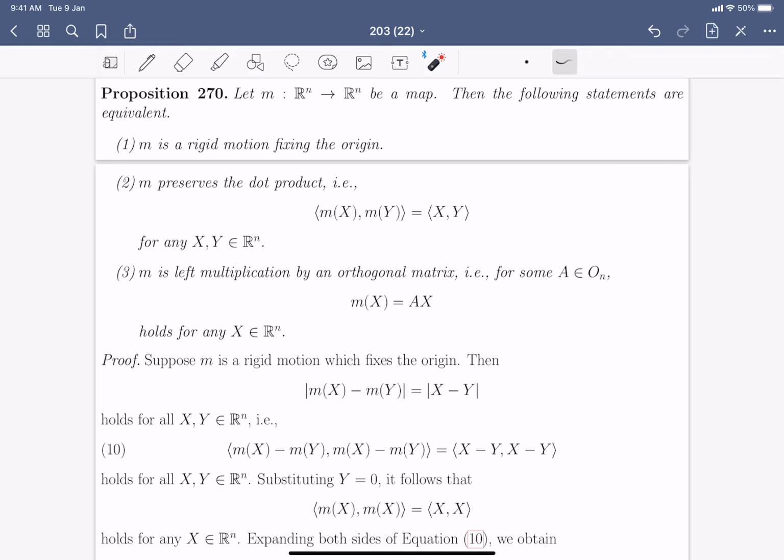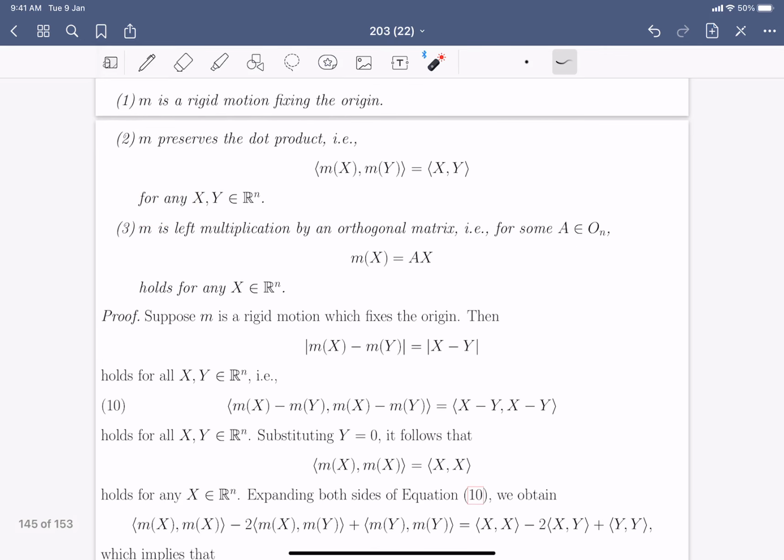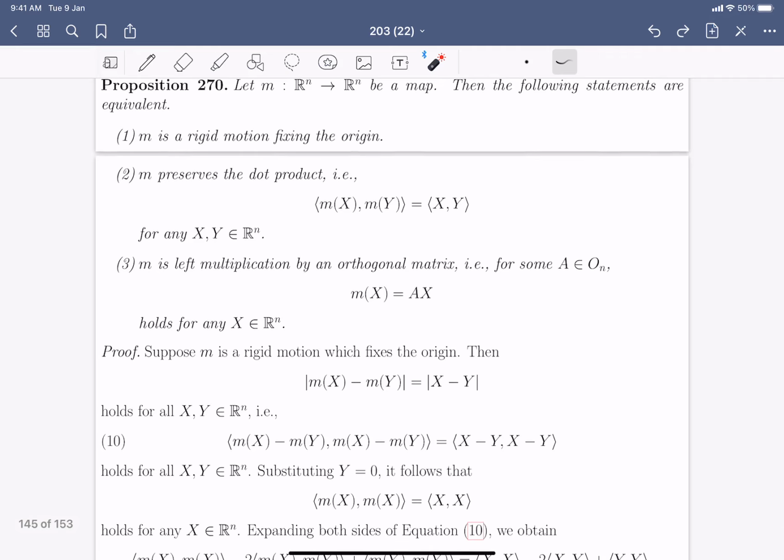The next one is that M preserves the dot product. That is, if you take two vectors x and y, compute the dot product, that will coincide with the dot product of mx and my. And this should hold for any x, y inside Rn. Another equivalent formulation is that M is the left multiplication by an orthogonal matrix. That is, there is some n by n orthogonal matrix A such that mx is equal to Ax for any x inside Rn. So let's try to establish the equivalence of at least some of these statements.